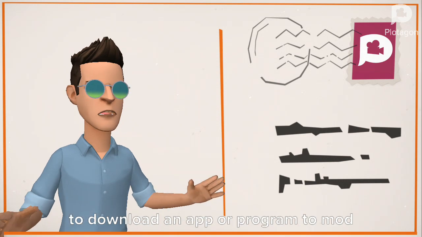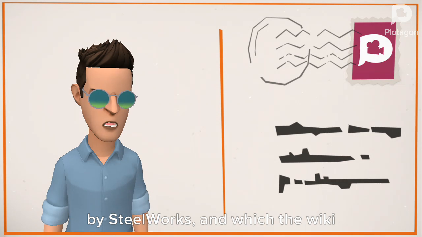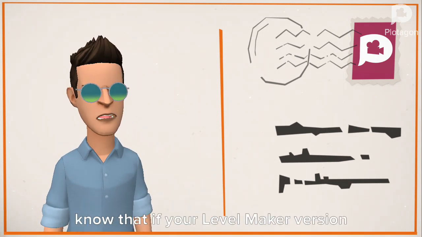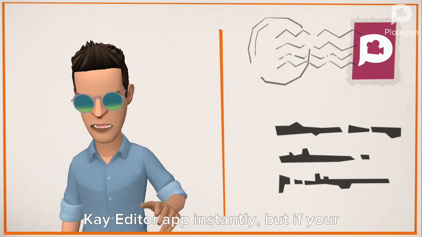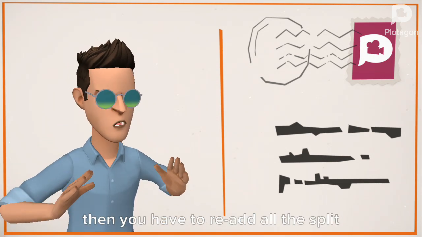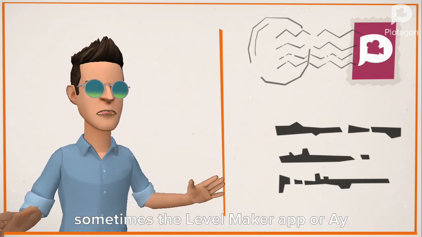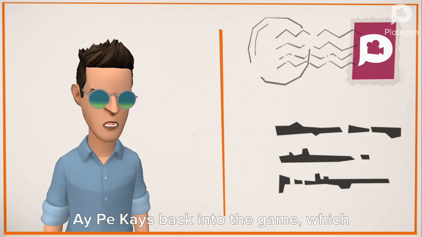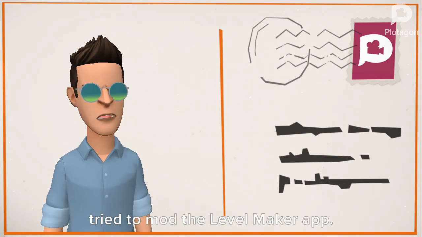Number 6. We all know that you first need to download an app or program to mod a game with called APK Editor by Steelworks, which the wiki website is using here, and we all know that if your Level Maker version is less than 1.6.4, then you can start modifying the game using the APK Editor app instantly, but if your Level Maker version is 1.6.4 or higher, then you have to re-add all the split APKs back into the game, but sometimes the Level Maker app or APK Editor app or program will almost fail to re-add all the split APKs back into the game, which can be very annoying for users that try to mod the Level Maker app.